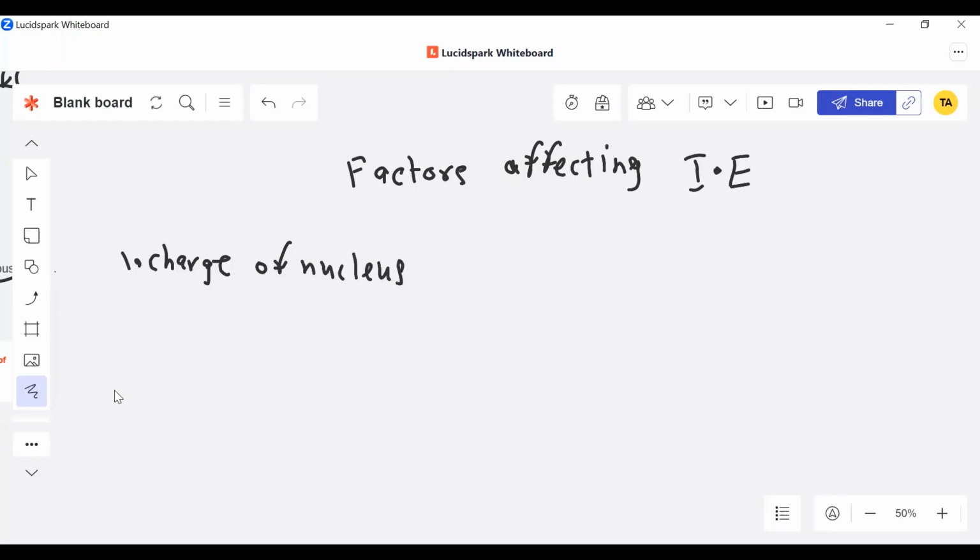So the number of protons basically. If I have more protons, that means there would be a higher attractive force, because this is the nucleus, this is the electrons. Let's say this is the positive charge in the nucleus, this is the negative charge. These are the electrons, these are the protons.